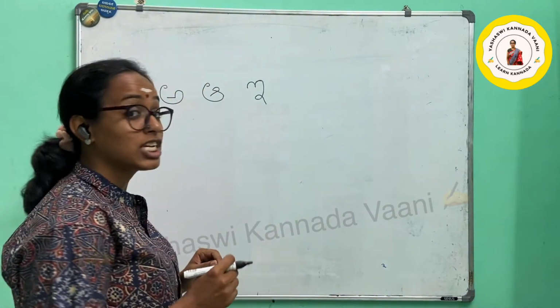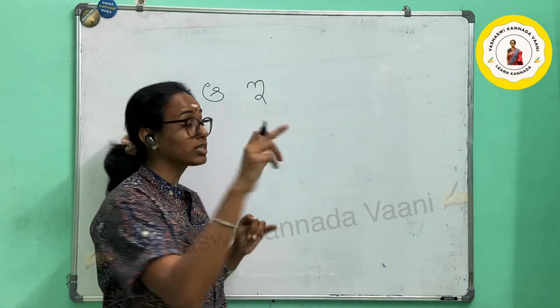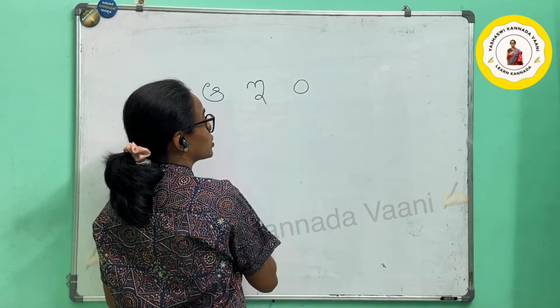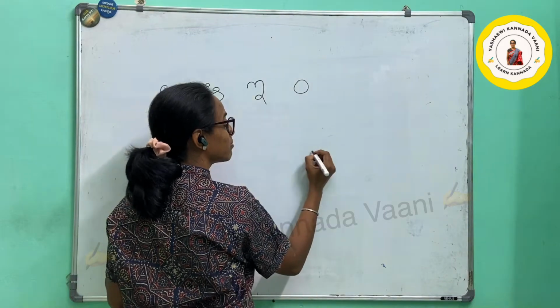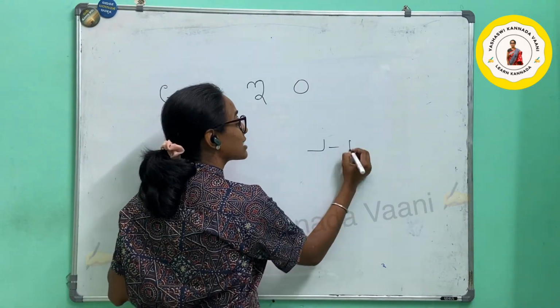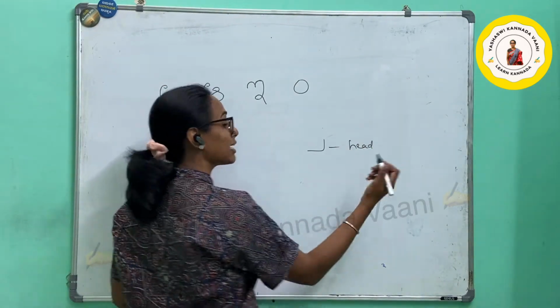The next is I extension, Ee. First put a circle. On the top of that, you may have one more symbol like this, which I call a head. For head in Kannada, we say tale.